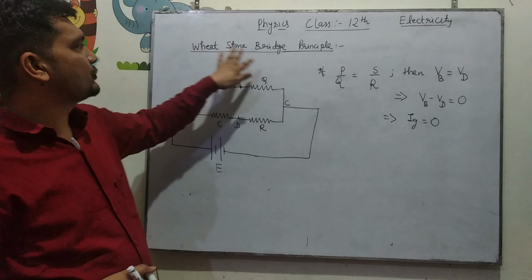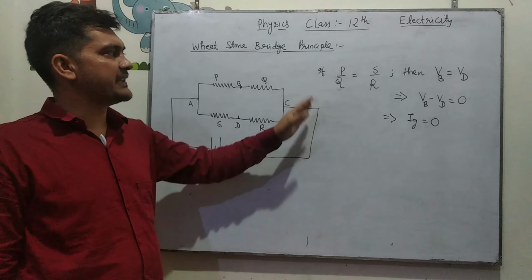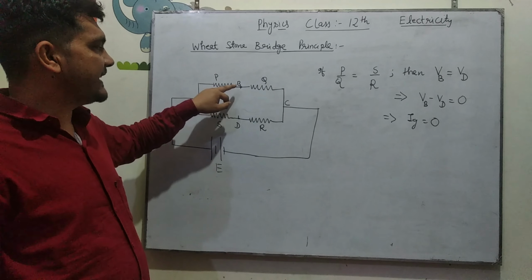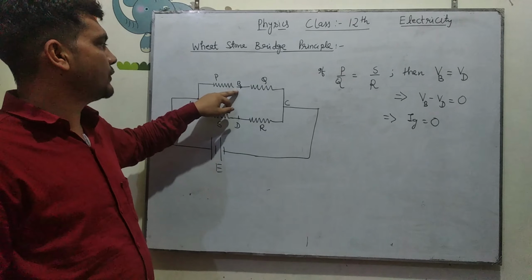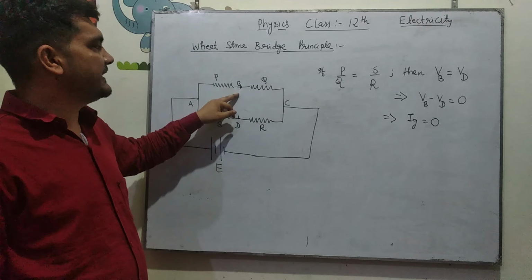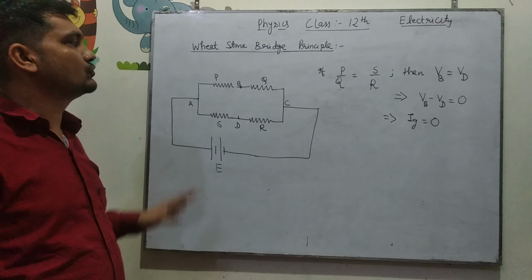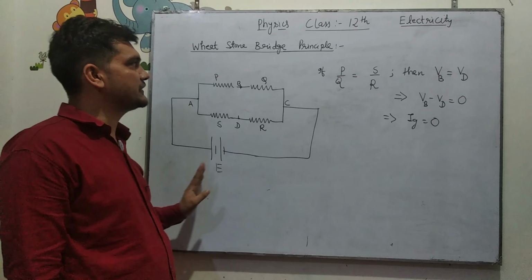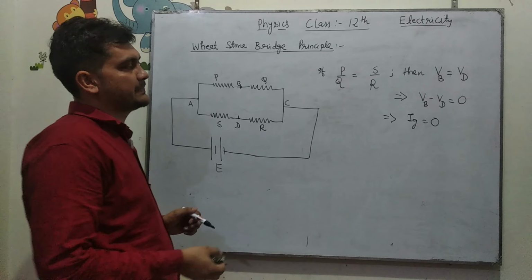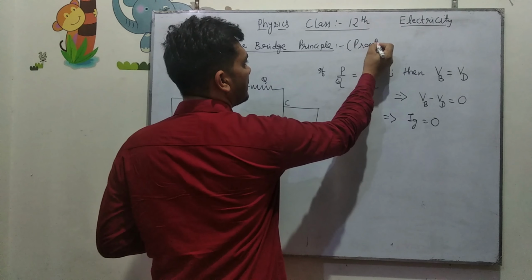Okay, so this is the Wheatstone bridge principle. According to this principle, if these 4 resistances obtain this ratio P by Q is equal to S by R, then potentials at B and D are equal. So therefore the potential difference between these 2 points will be 0. So if there is any resistance between these 2 points, then current will not flow between these 2 points. Okay, this is the Wheatstone bridge principle. Now we are going to prove this principle.